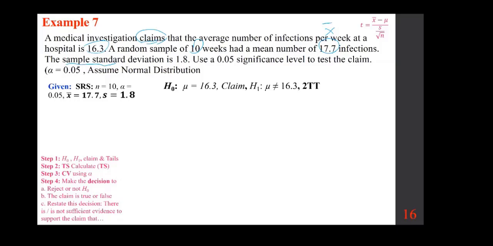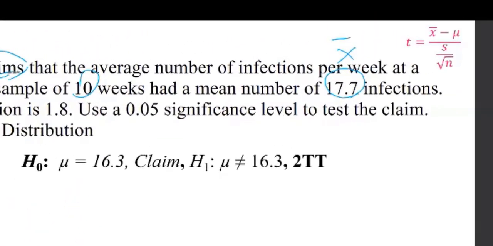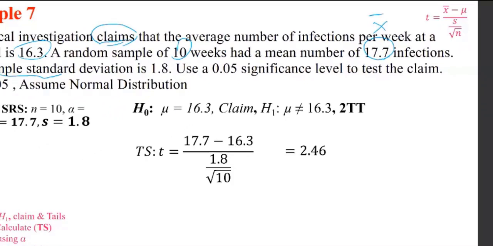hypothesis. With that being the case, now we use the top right formula to find the test statistic, which is x bar minus mu over s over square root of n. We just plug in, we do the math, it gives us a number, 2.46. The next step is to find the critical value. So the critical value comes from the choice of alpha. Alpha is 0.05. We are using the t distribution because sigma is missing.